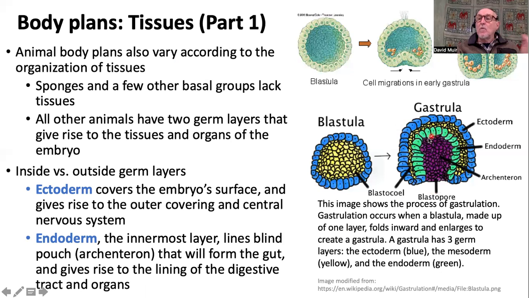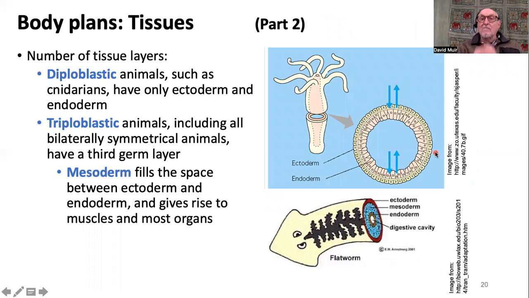This endoderm, whether there's just one opening or two, doesn't matter. This endoderm gives rise to the gut. In some animals, it's a blind gut, and we call that an incomplete gut. In others, an anus develops, and the gut is called complete.